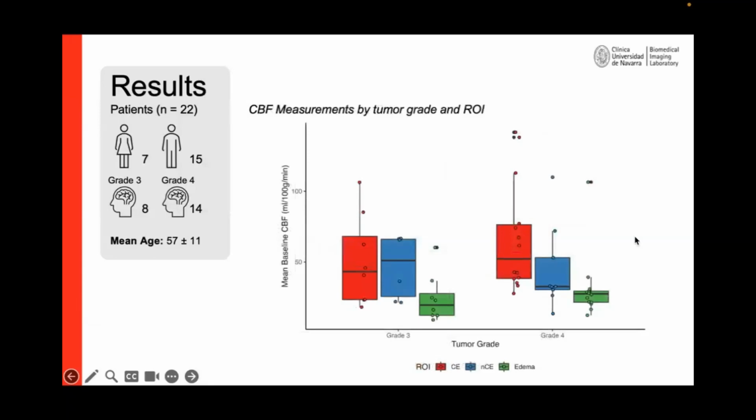In this graph, we can see the obtained CVF values of each of the ROIs and the 2 subgroup populations divided into grade 3 and grade 4 using tumor grading. And there were no statistically significant differences between grade 3 and grade 4 in the CVF. Related to this, a systematic review by Al-Sayedi found that absolute CVF can differentiate low grade from high grade gliomas, but it loses its discriminative ability when only grade 2 versus grade 3 or grade 3 versus grade 4 gliomas are compared.